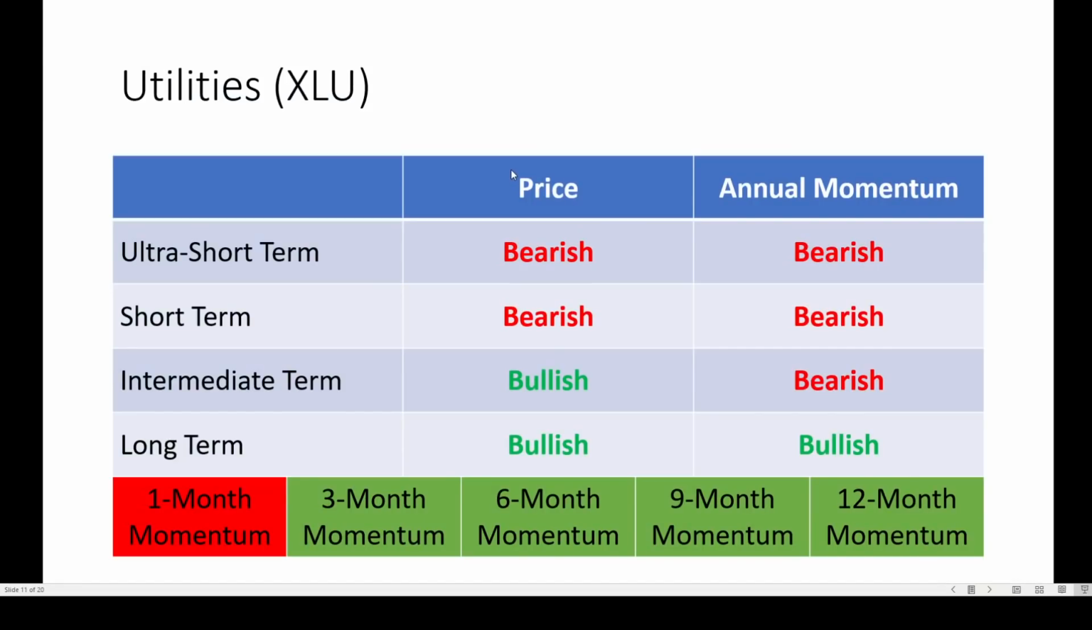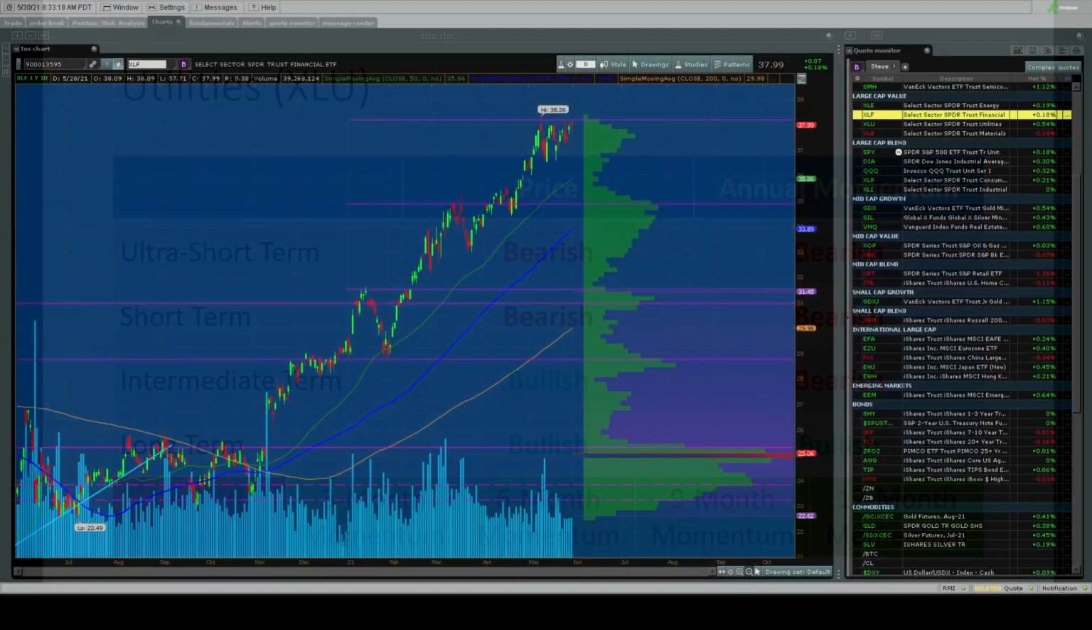All right, let's go on to utilities. Virtually, I think, unchanged here on utilities. Maybe the 3 months switched back to green. I don't remember, even though I just changed these. Anyways, let's go look at the utilities chart.